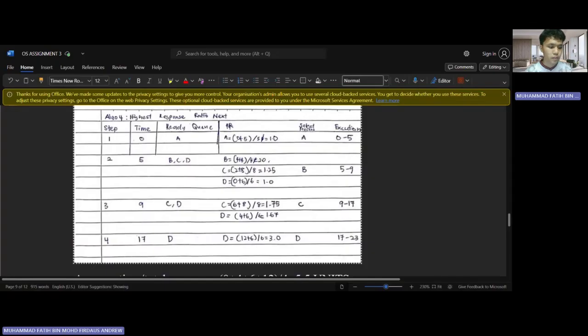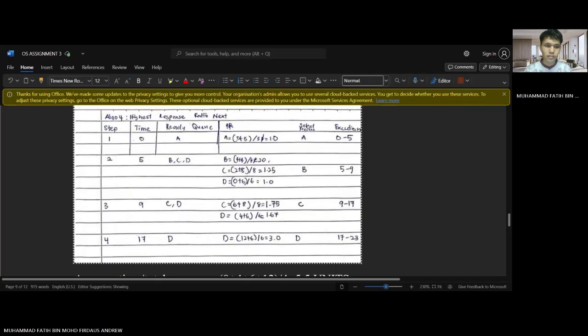Now, I will explain about the algorithm for the highest response ratio scheduling using this. Step 1 is time is 0. Only A is in the ready queue. So the response ratio is A equals to 0 plus 5 divide by 5 equals to 1.0. So we choose the selected process is A and the execution time is 0 to 5.